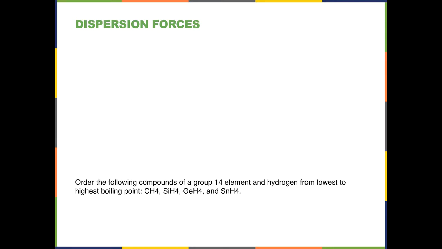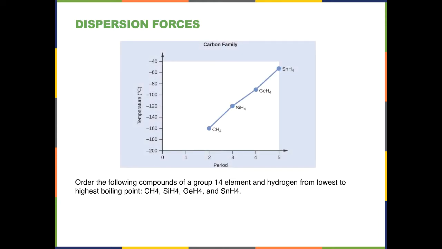So here's a question. Order the following compounds in the group 14 elements and hydrogen from the lowest to the highest boiling point. If you are to do that, you see that SnH4 is the largest and thus has the highest boiling point. Now, the boiling point is still very, very low because these forces are very weak. But you can see as the size of the molecule gets smaller, the dispersion forces get weaker and weaker, and the boiling point gets lower and lower.